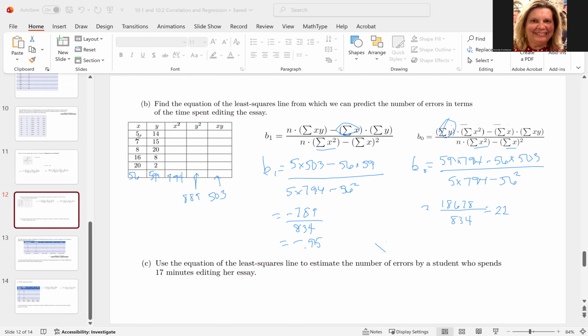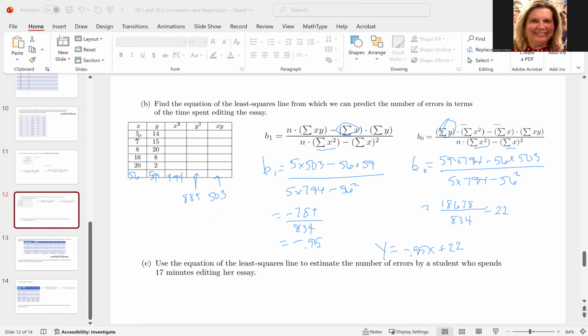So my equation is y equals mx plus b type of thing. So slope, negative 0.95x plus b sub 0, 22.